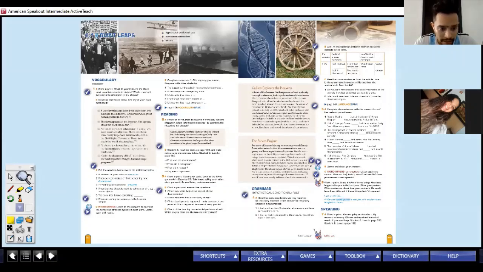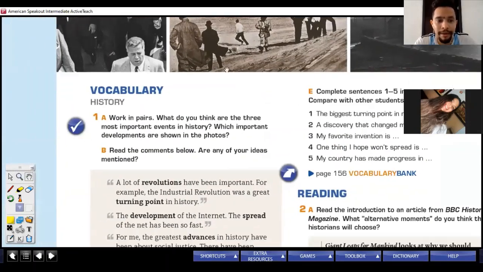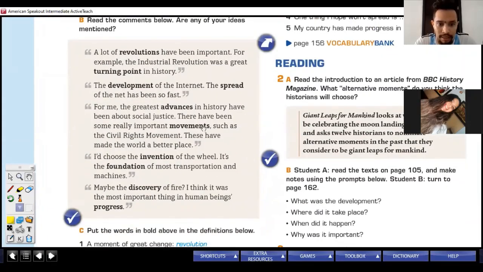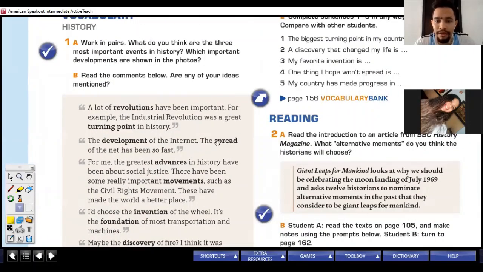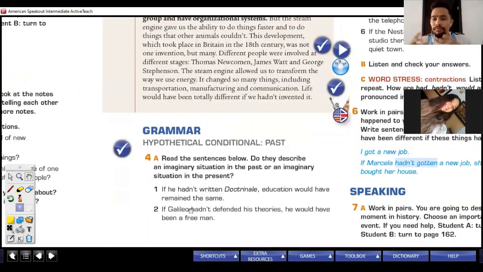So today, as I said before, we're going to work on unit number 9. And in unit number 9, we're going to be speaking about history a little bit, right? History. So first, we're going to do this exercise right here. And after we're done with it, we're going to go straight to today's topic, which is conditional type 3, hypothetical conditionals. Hypothetical conditions for the past. So this is what we're going to do today.